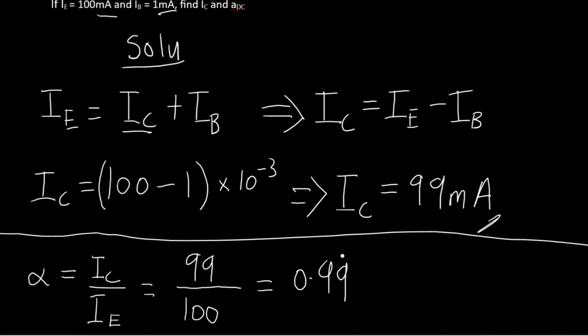That's our answer. Now you can choose to still add your units, times 10 raised to the power minus 3, over times 10 raised to the power minus 3. At the end of the day, they will still cancel out. So that's why I didn't add it, because they had the same units. So at the end of the day, our alpha DC is 0.99. Okay, let us try another example.